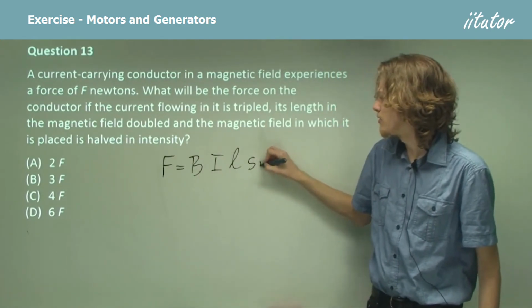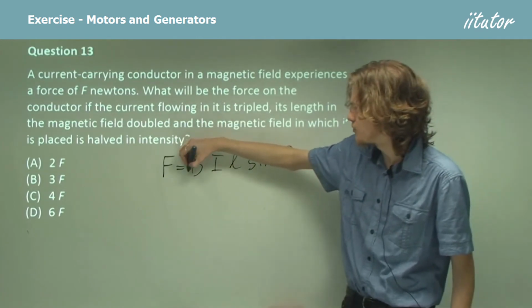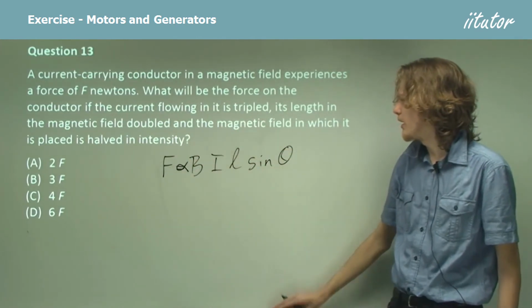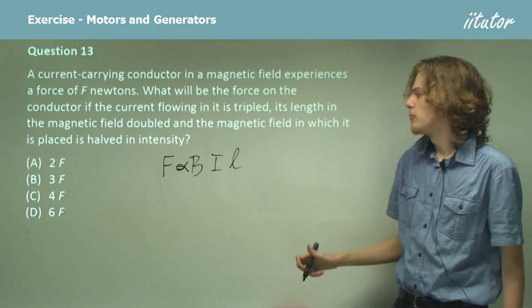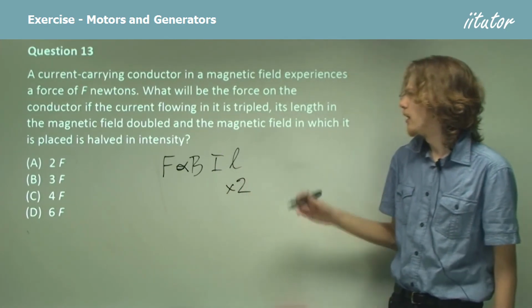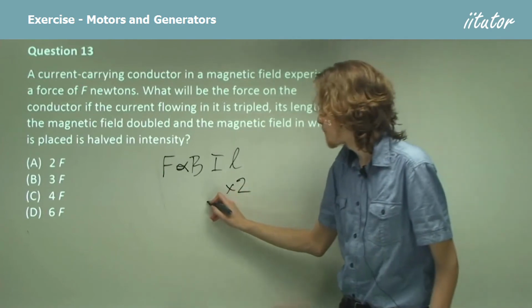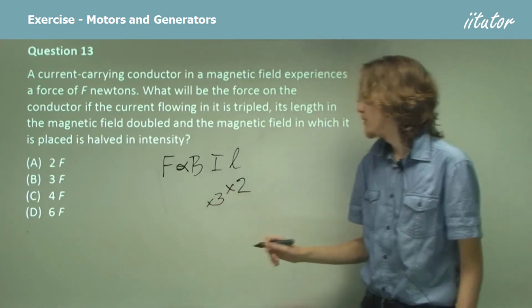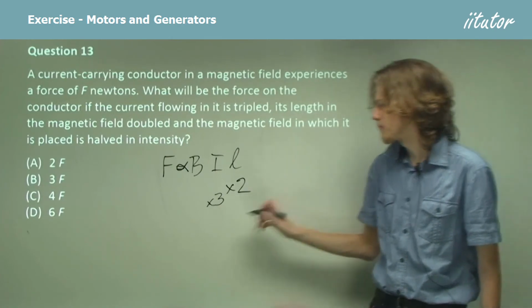and we can ignore the sine theta because it doesn't change, we can say F is proportional to BIL. Now, the length is doubled, the current flowing through it is tripled, and finally, the magnetic field in which it is placed is halved.